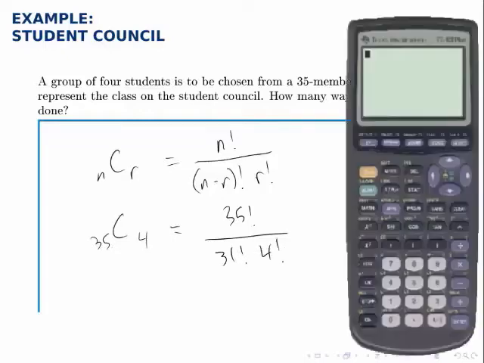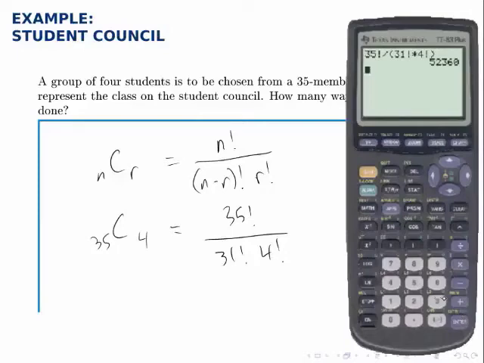So, going to the calculator, we type in 35, find the math probability menu, select number 4 for the factorial, divided by, and then I want to divide by the product of 31 factorial and 4 factorial. 31, math probability menu, factorial, times 4 factorial. And we get 52,360 ways to select this group of 4 students.